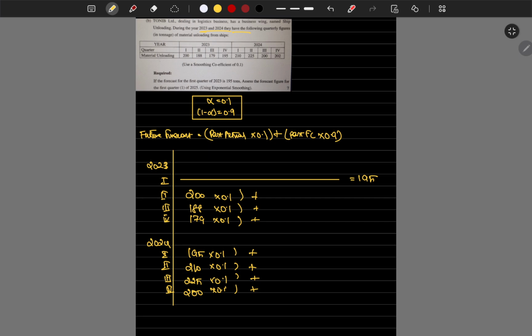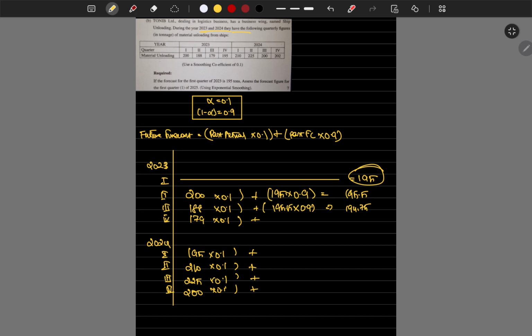Then comes past forecast. Past forecast is this, 195 into 0.9. So what will be the value? 200 into 0.1 plus 195 into 0.9, which is 195.5. Then comes 195.5, past forecast is this. We are taking this here. 188 into 0.1 plus 195.5 into 0.9, which is 194.75.